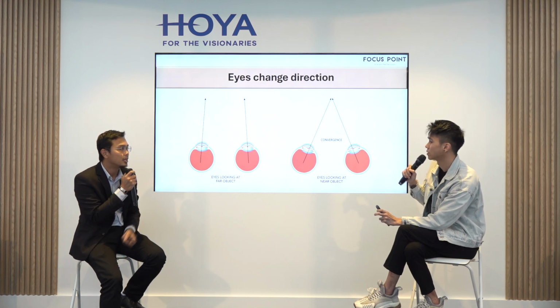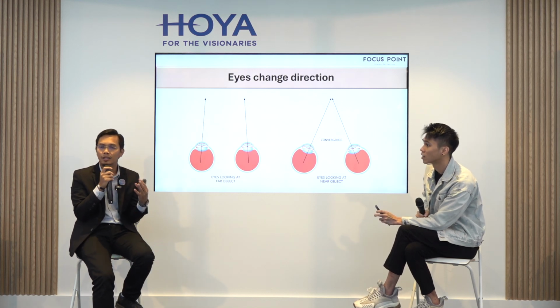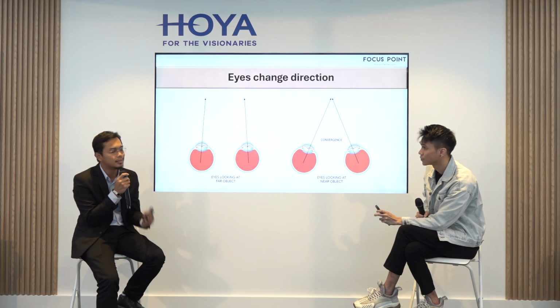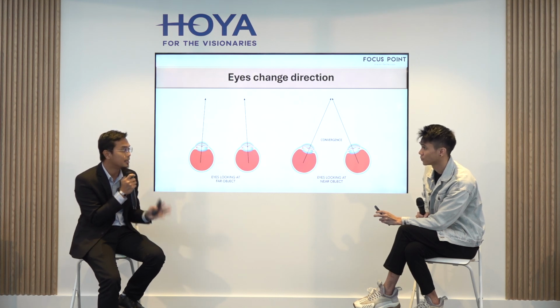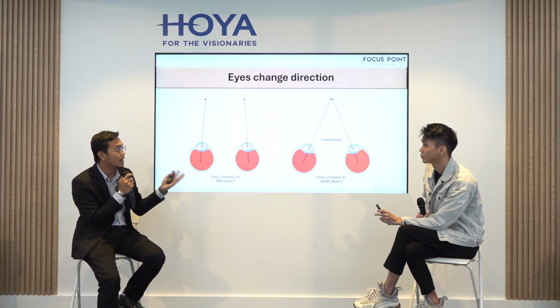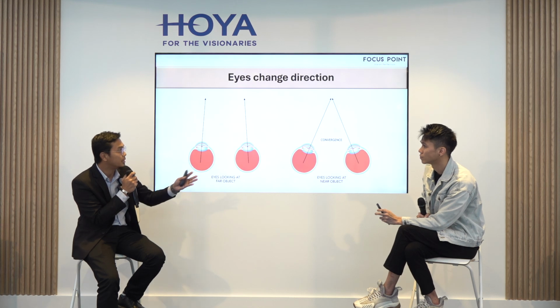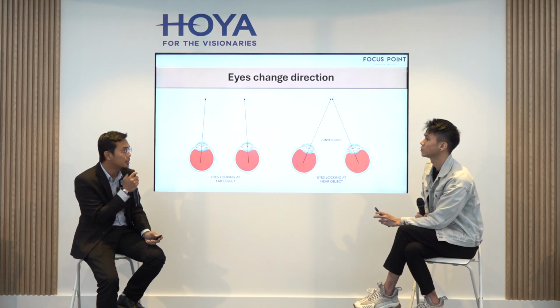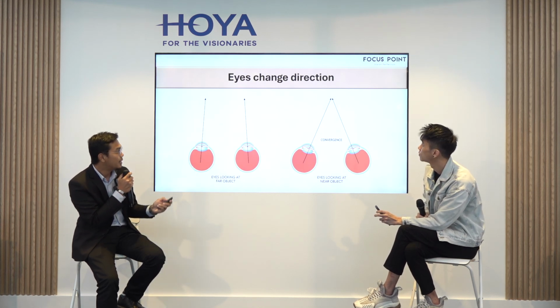That's why some people, when they are doing a lot of reading, a lot of near work, suddenly see double. It may indicate that the eyes are tired and cannot maintain the convergence. So this is one thing. Then the next thing that happens.